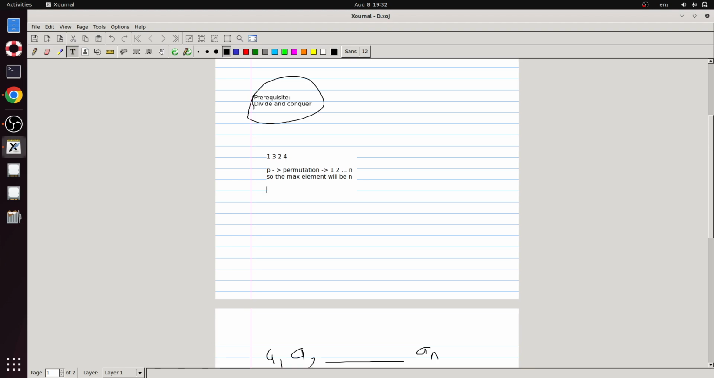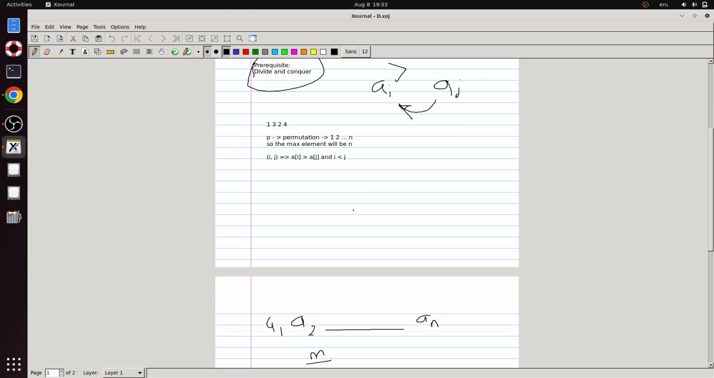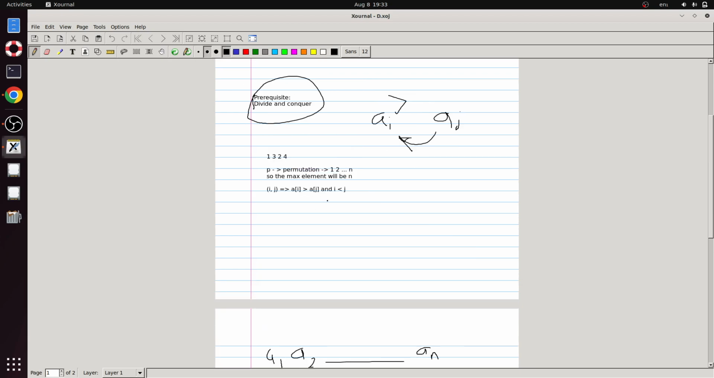Now what is an inversion? An inversion is basically a pair of indices i, j such that a of i is strictly greater than a of j and i is strictly less than j. So basically, a of i is greater than a of j, but it lies before a of j. In that case, it will be considered an inversion. So now let's get to how we can solve this problem.